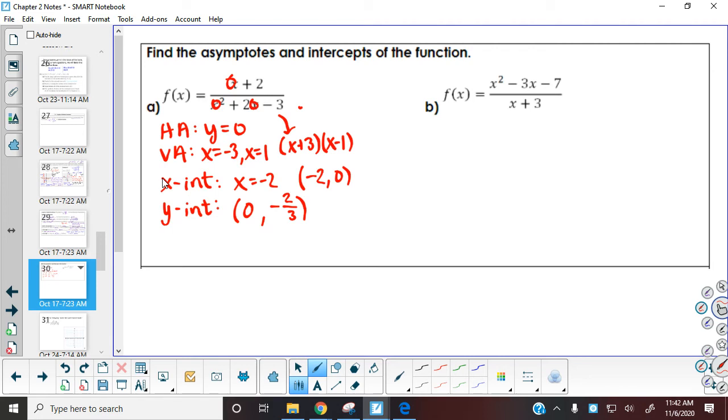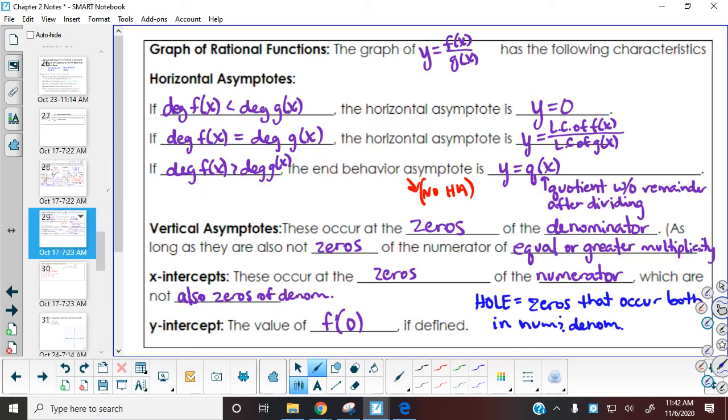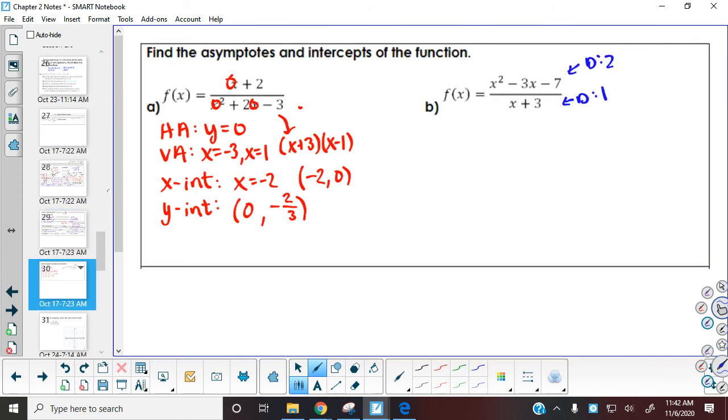All right, if you take a look at one more, you've got, oops, wrong one. First place you're going to look at is your degrees. The degree of the top is 2, the degree of the bottom is 1. What that tells you, if you go back to your cheat sheet, is the degree of the top is greater than the degree of the bottom. So this is our third option here. Notice that we have a funky asymptote going on, so we have to do some division.